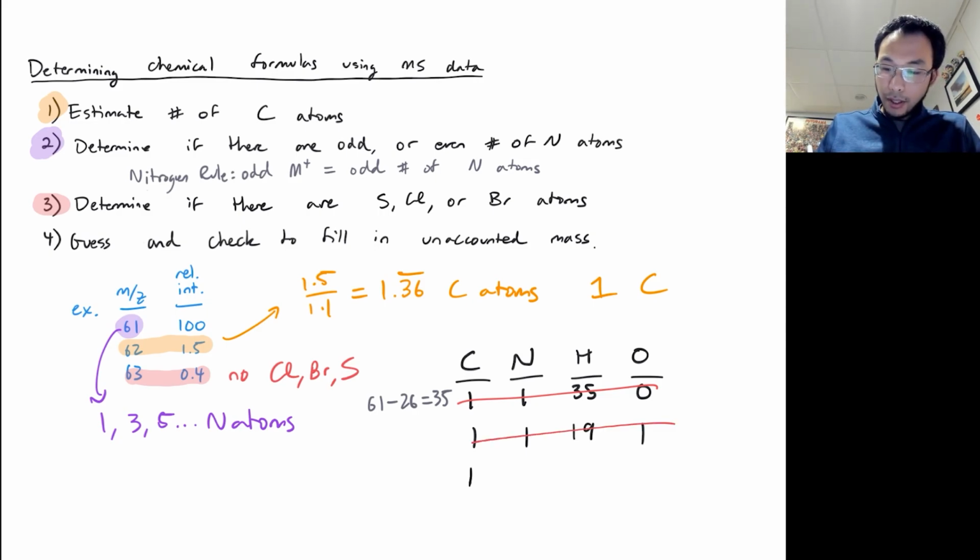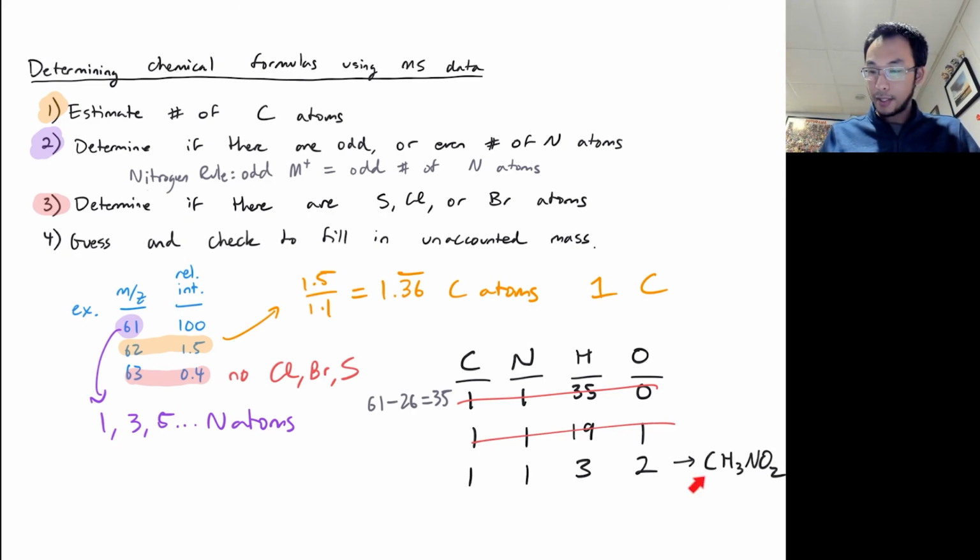Okay, so then we'll try 1 carbon, 1 nitrogen, maybe 2 oxygens. Then that leaves us with 3 hydrogens. Now this is starting to look more like a reasonable chemical formula, right? So this might be reasonable. This looks like CH3NO2. You can actually draw a structure from this right away because this looks like a methyl group and a nitro group. But it's important to make sure whether or not other possibilities exist.